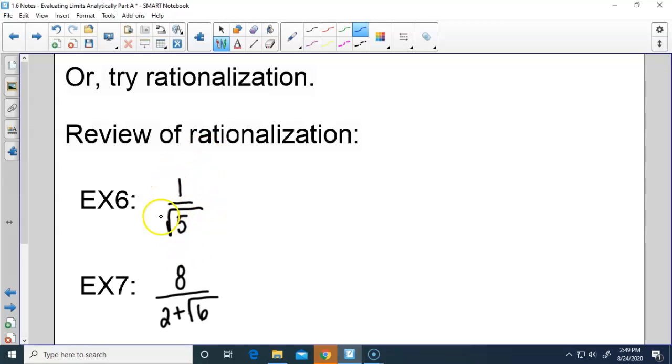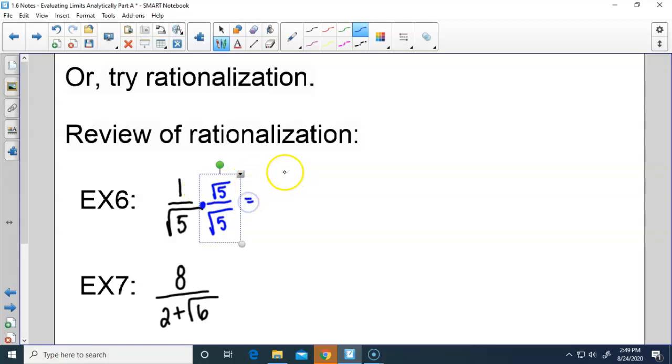So if we're just rationalizing something that looks like number 6, we just multiply the top and the bottom of the fraction by the square root of 5. And it's perfectly legal to do that because the square root of 5 divided by square root of 5 is just 1. And if we multiply something by 1, it doesn't change its value.